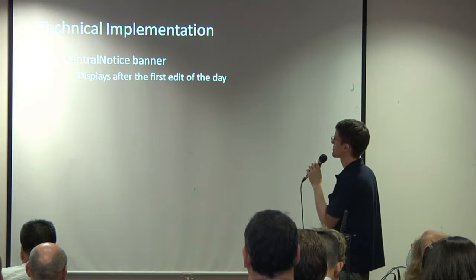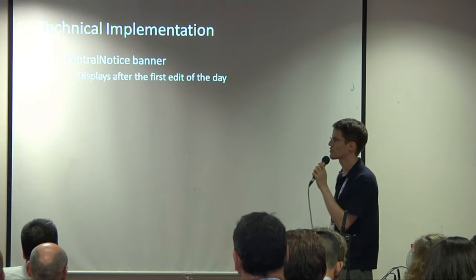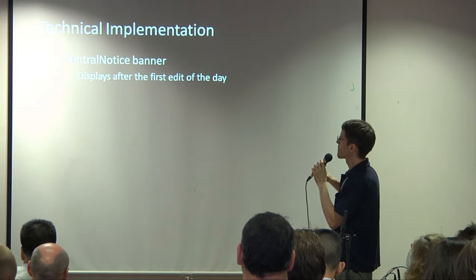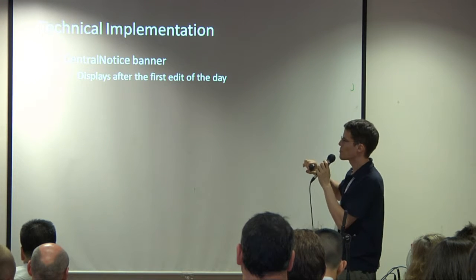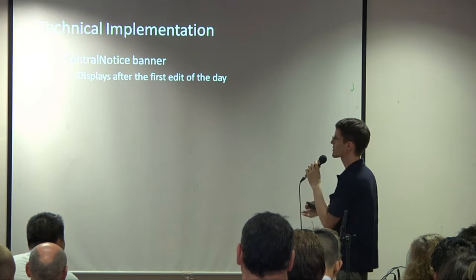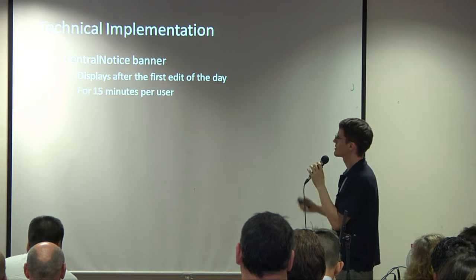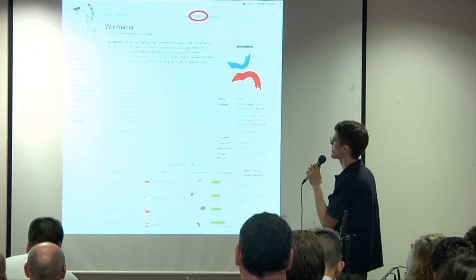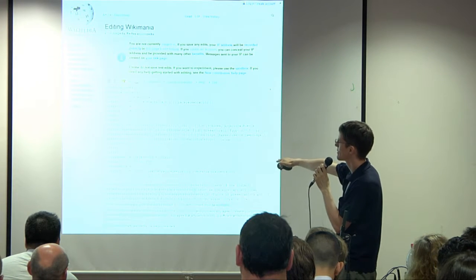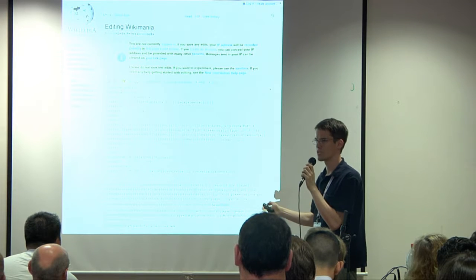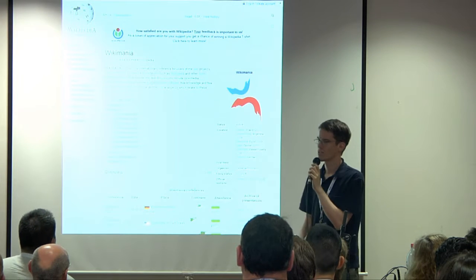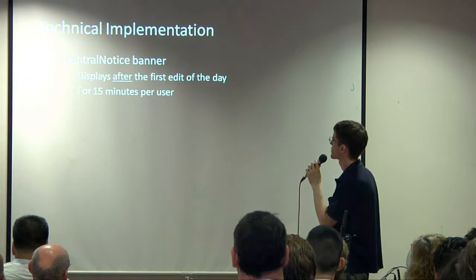So how did we accomplish this? We used the central notice banner that existed and made it only display after the first edit of a day. When a user first edits Wikipedia, then he'll see the banner, but only for 15 minutes. So how will this work? A user will click on edit, make his edit, and only after he finishes his work, he'll see the banner up there. So this way, the workflow of a user is not disrupted.